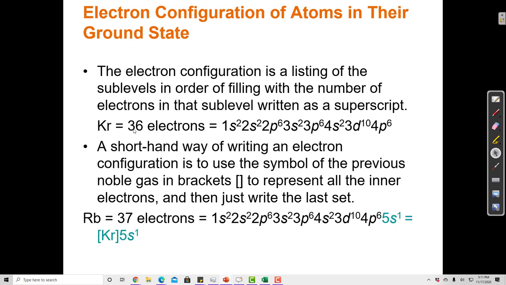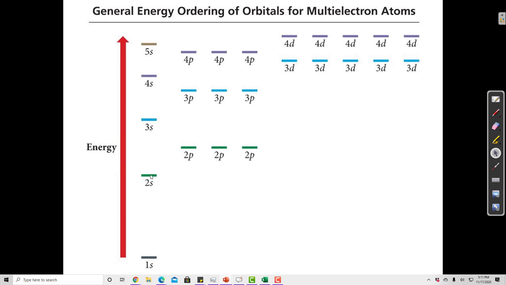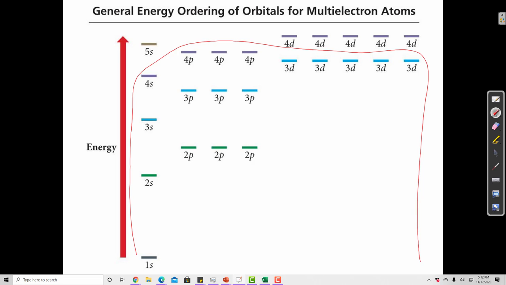Look at krypton. It has 36 electrons. So if we were to put them here, they'd go 2, 4, 6, 8, 10, 12, 14, 16, 18, 20, 22, 24, 26, 28, 30, 32, 34, 36. So krypton would have all of these filled. And that's one way to represent the electrons in krypton, 36 electrons, filling them in from the bottom up.